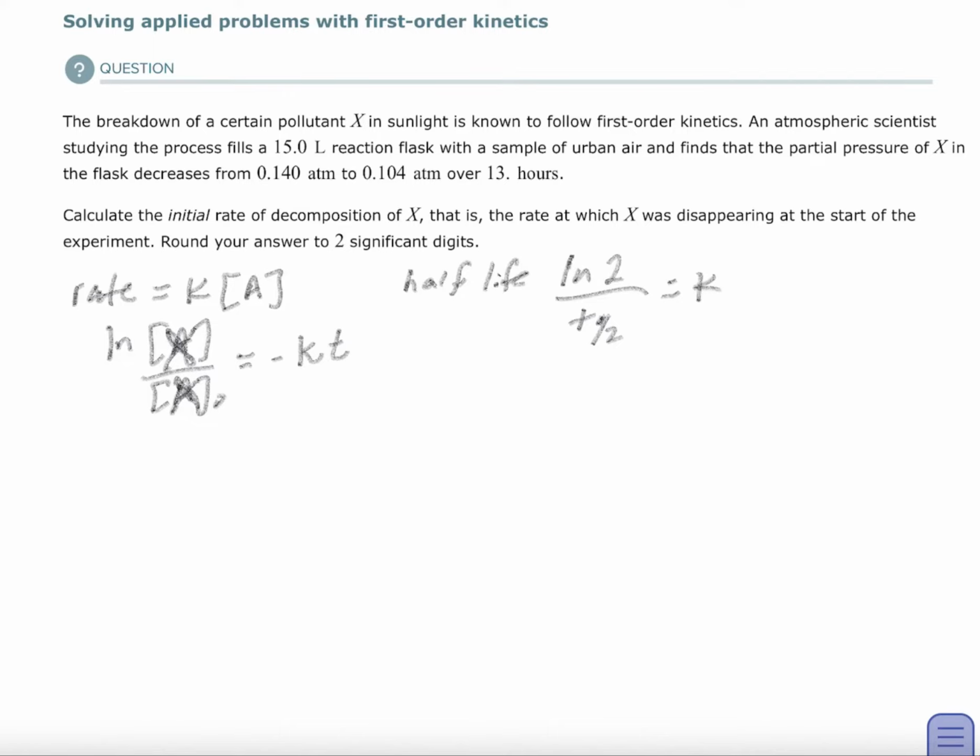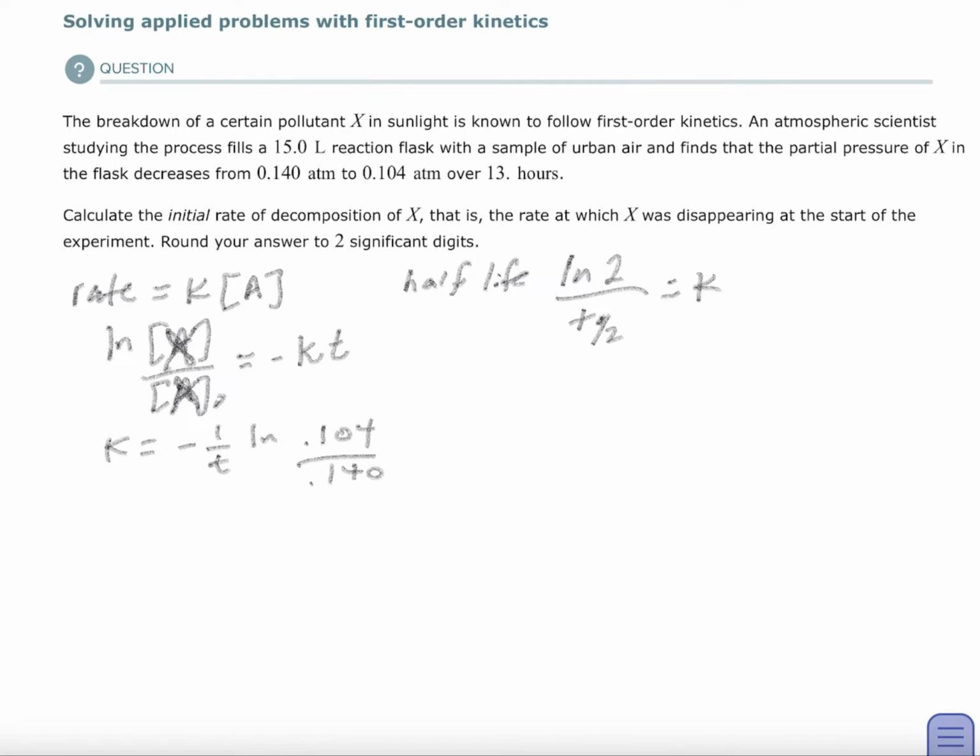So let's solve for K. What do I have to do? I have to get rid of the t, so I'm going to divide by minus t in seconds times the natural log of x. Well, the natural log of x is my current concentration in atmospheres, so that's 0.104, divided by the original. I'm going to take these brackets off. The brackets mean molar concentration, and I don't need that, so I'm just going to say the natural log of 0.104 divided by 0.140. That's my current and my initial concentration of the gas.